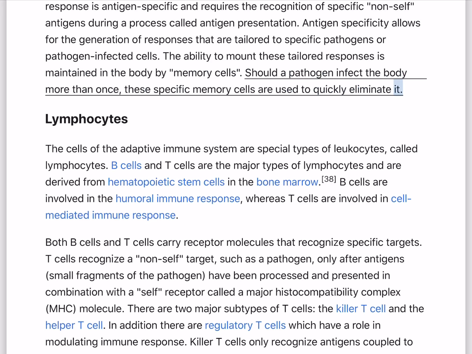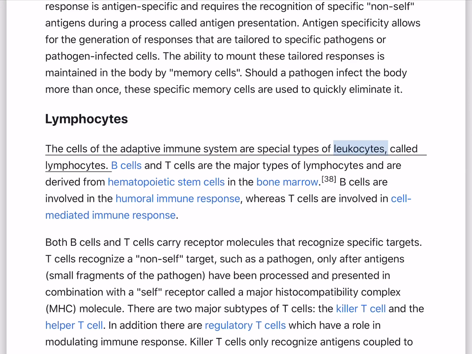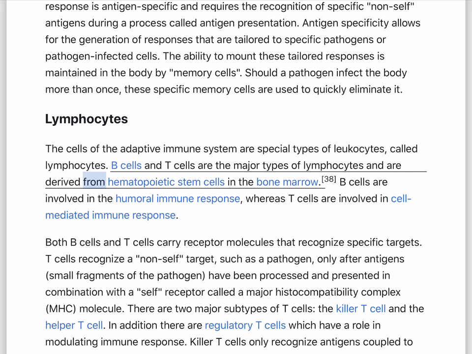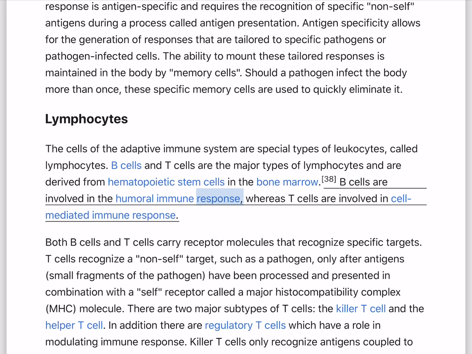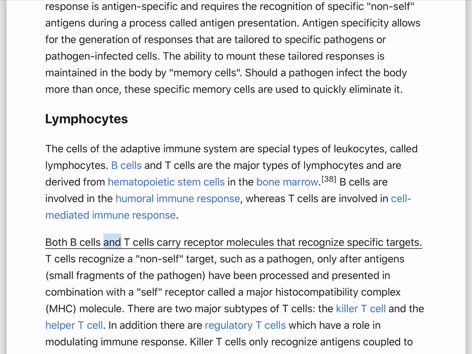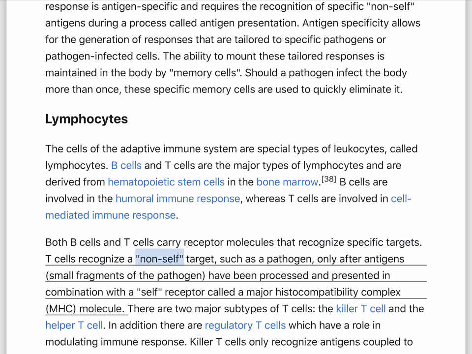Lymphocytes. The cells of the adaptive immune system are special types of leukocytes, called lymphocytes. B cells and T cells are the major types of lymphocytes and are derived from hematopoietic stem cells in the bone marrow. B cells are involved in the humoral immune response, whereas T cells are involved in cell-mediated immune response. Both B cells and T cells carry receptor molecules that recognize specific targets. T cells recognize a non-self target, such as a pathogen, only after antigens, small fragments of the pathogen, have been processed and presented in combination with a self-receptor called a major histocompatibility complex, MHC, molecule.